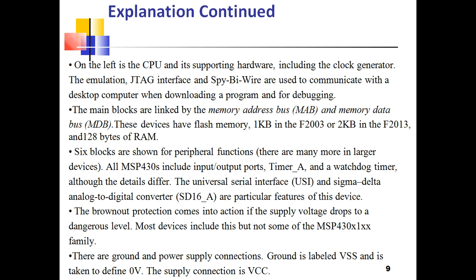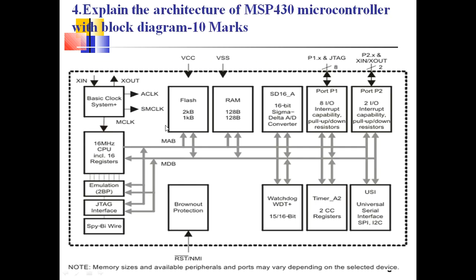I have explained all these things, and these main blocks are linked by the MAB and MDB. You can see the diagrams. Here you have the master address bus, the master data bus, and you have the flash of 2 KB and 1 KB, and you have the RAM internally 128 bytes. Again you can extend up to one more 128 bytes. So finally you can get it on chip to 256 bytes, depends on memory organization.